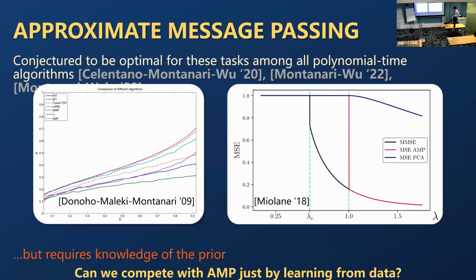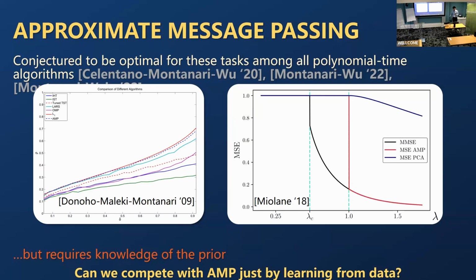So let me say a bit about how we approach this problem. Our goal now is we just have a bunch of examples maybe of this inverse problem. So we fix some design matrix and we just get a bunch of pairs of a signal x star labeled by the noisy observation of x star given by the sensing matrix plus noise. Given this data, can we learn how to compete with AMP?